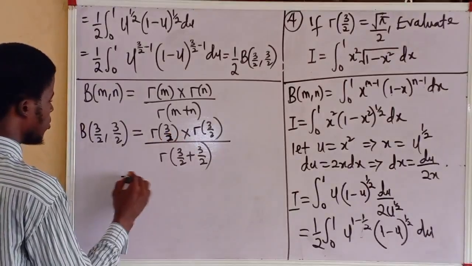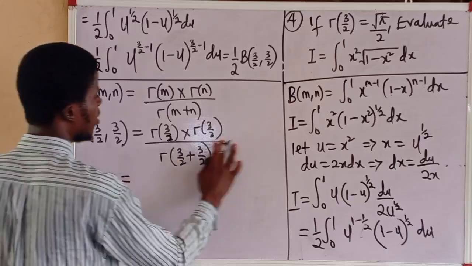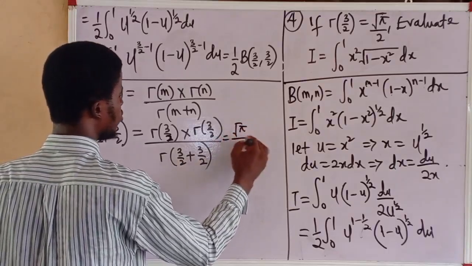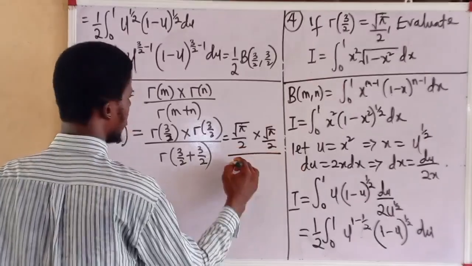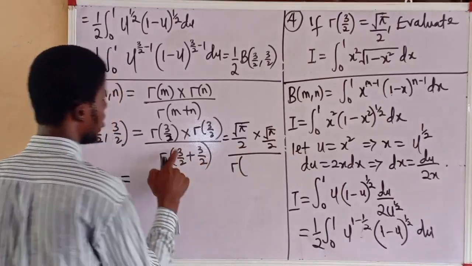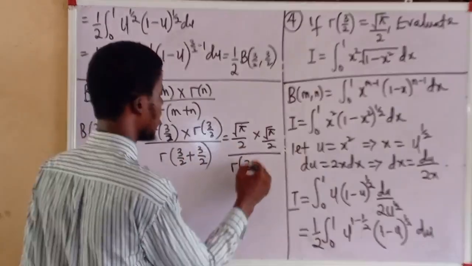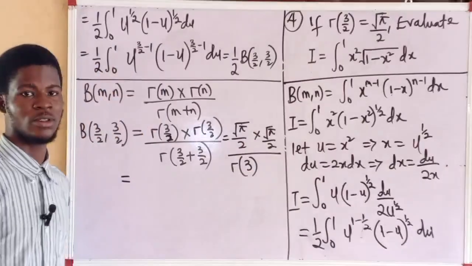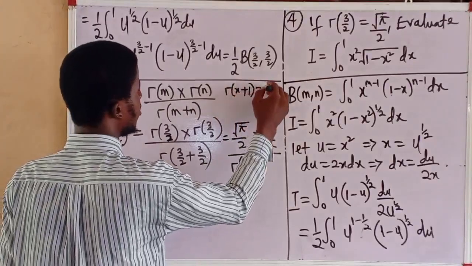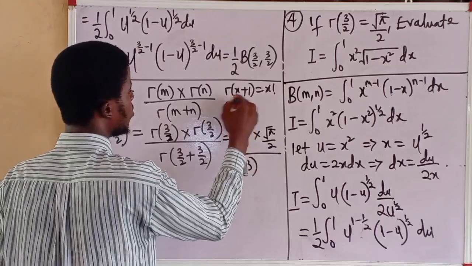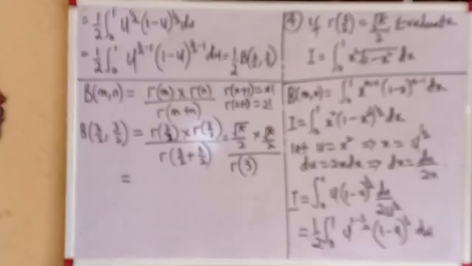Alright. So gamma of 3 over 2 is what? Root pi over 2. So we have root pi over 2 times root pi over 2, all over gamma of what? 3 over 2 plus 3 over 2 is 6 over 2, and that's 3. And gamma of 3 is 2 factorial, which is 2. Remember I said gamma of x plus 1 is equal to x factorial. And 3 is what? 2 plus 1, so gamma of 2 plus 1 is 2 factorial.